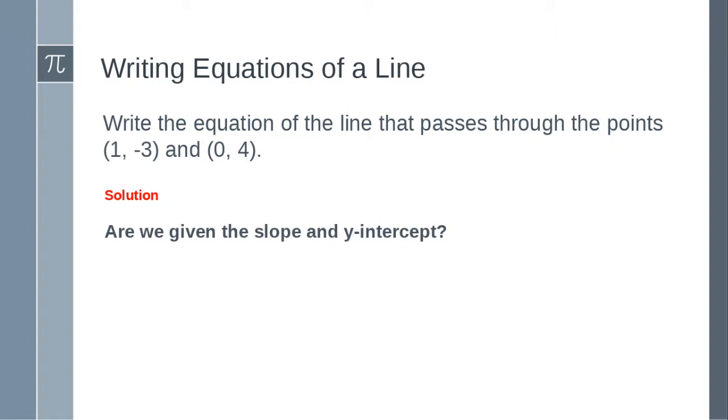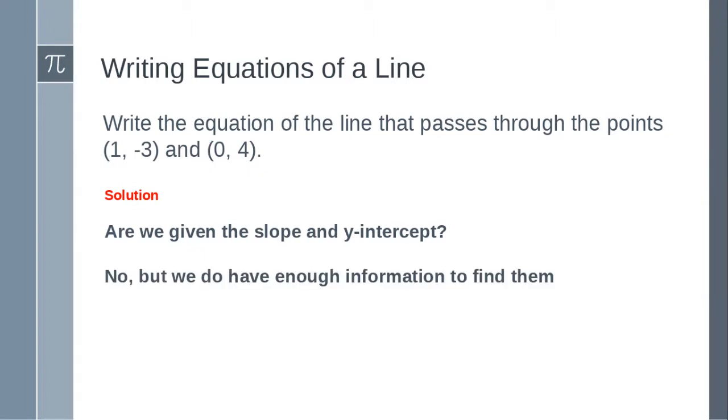Write the equation of the line that passes through the points (1, -3) and (0, 4). So are we given the slope and the y-intercept? Which one can we identify just by looking at the question? So here we can see that they give us the y-intercept, right? So my y-intercept is going to be this right here. Okay, so they don't tell me what the slope is, but they give me enough information to find it.